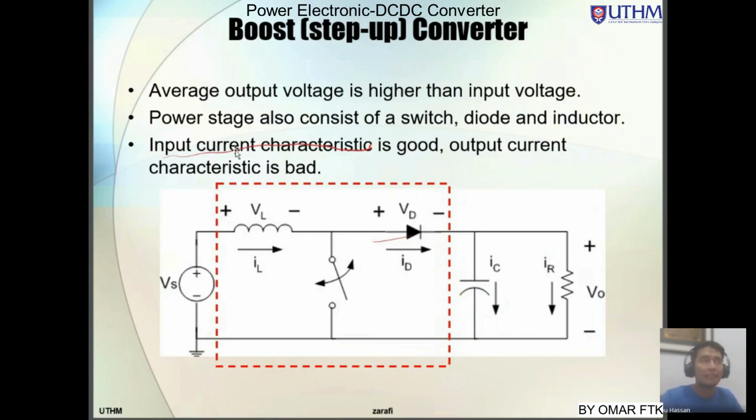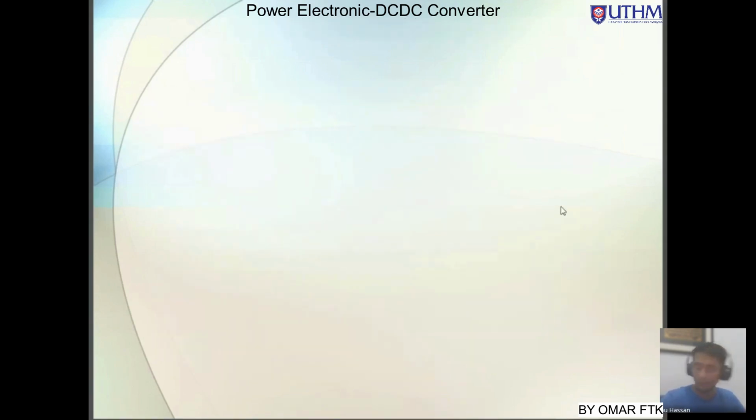In terms of the performance of the boost converter, the input current characteristic is good, but the output is bad. Bad means in terms of the ripple. If we want the output of our power converter to be smooth and low noise, whenever we use a boost converter, the ripple is sometimes very high, so it causes noise. So let's compare.